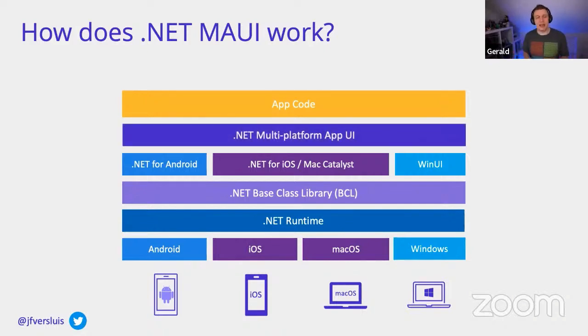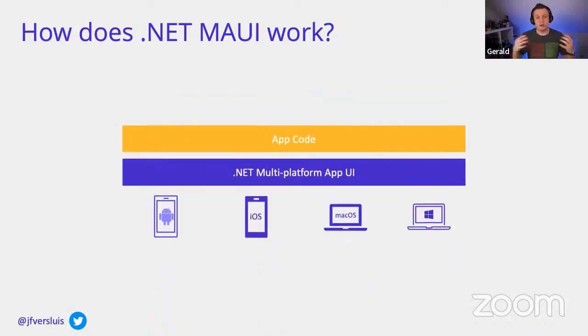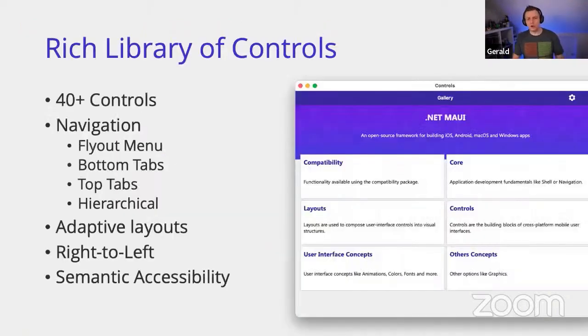Then on top of that, we are creating now .NET Multi-Platform App UI. And that's the abstraction layer where you don't have to worry about any of the underlying stuff. And you can just learn to work with .NET MAUI, and you can focus on only your app code. You need to know how to work with .NET MAUI, and you can deploy to all the devices down here. And who knows where you can bring it somewhere in the future.